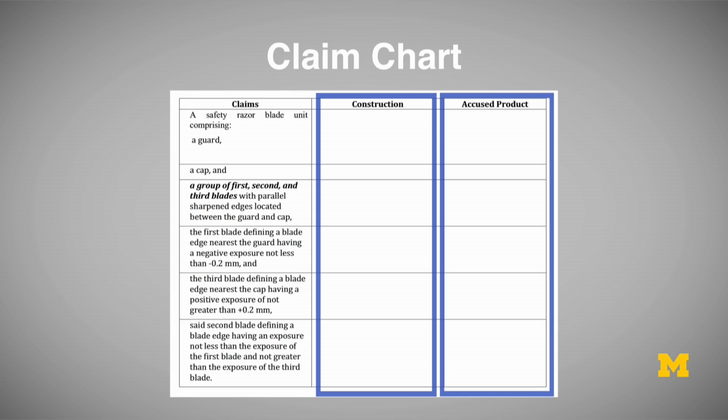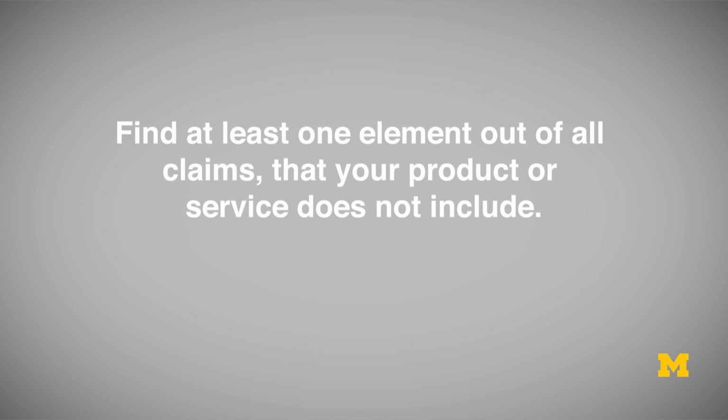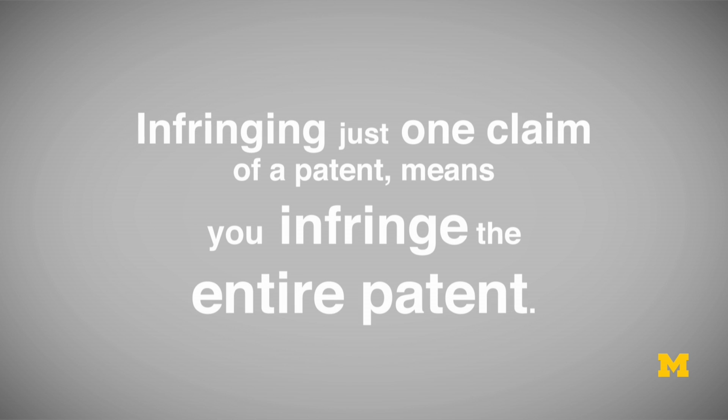For example, a first blade defining a blade edge nearest the guard having a negative exposure not less than minus 0.2 millimeters. What you're trying to do is find at least one element in all the claims that your product or service does not include. It doesn't matter if your product or service has extra material, extra aspects. That doesn't avoid infringement. Again, you need to avoid having each and every element of a claim. And infringing just one claim of a patent means you infringe the entire patent.